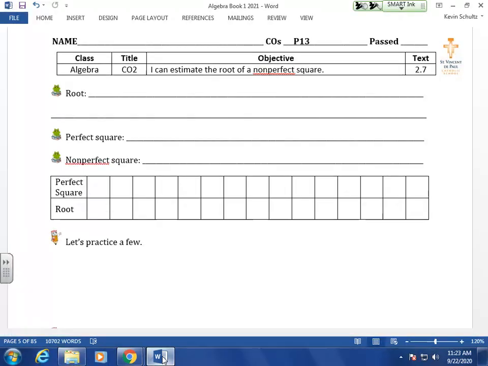In Algebra CO2, we're going to be talking about how to estimate the root of a non-perfect square. There are a couple terms that we're going to be defining first. Root. What is a root or a radical?